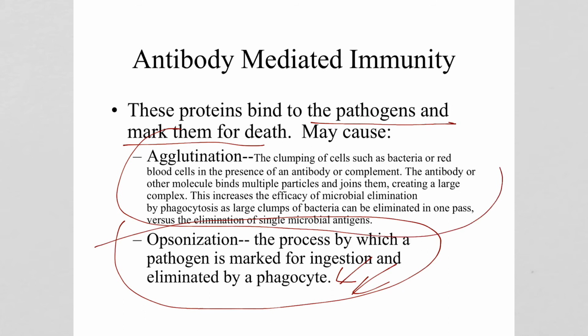Antibodies can also cause agglutination, and this is when a lot of the invading cells are bound to antibodies, and it causes them to clump together. And that just makes it easier and more efficient for the macrophages and other phagocytes to get them out of your body.